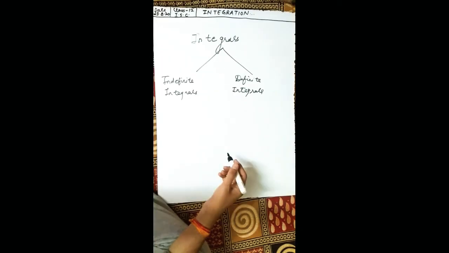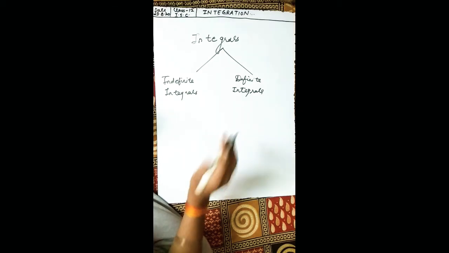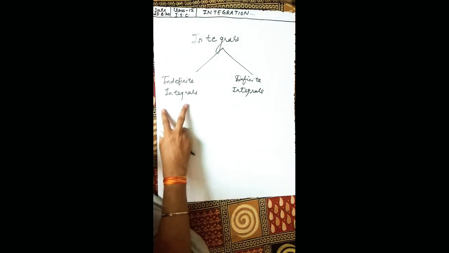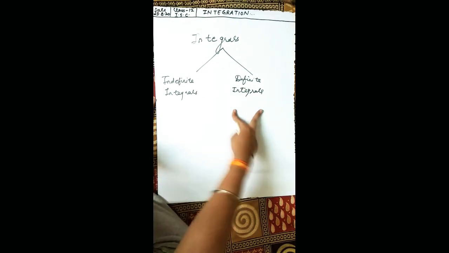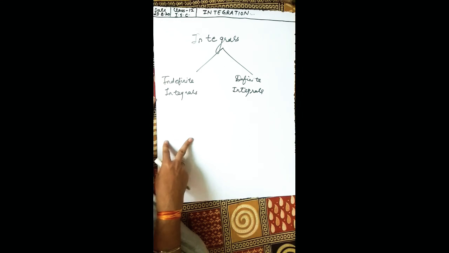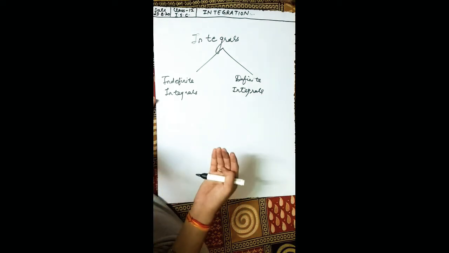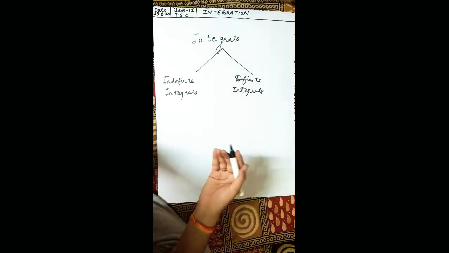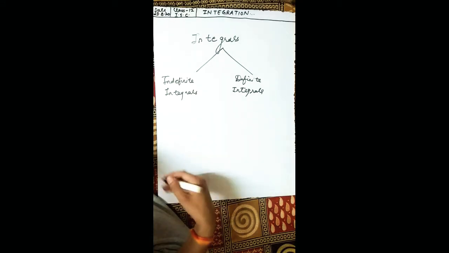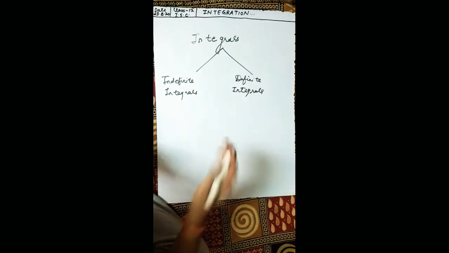Now integration is mainly divided into two parts, indefinite integrals and definite integrals. In indefinite integrals, we solve integrals of expressions in variable form, like x, in trigonometric form, in logarithmic form, in exponential form, and we get the answer as it is. And in the definite integral, we will be definite with our answer.